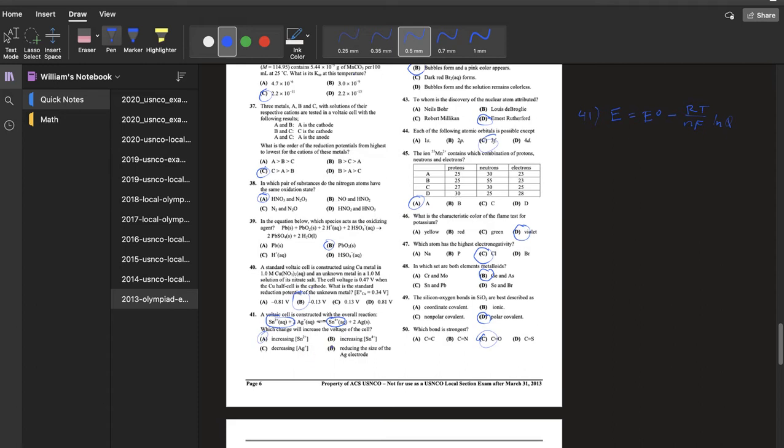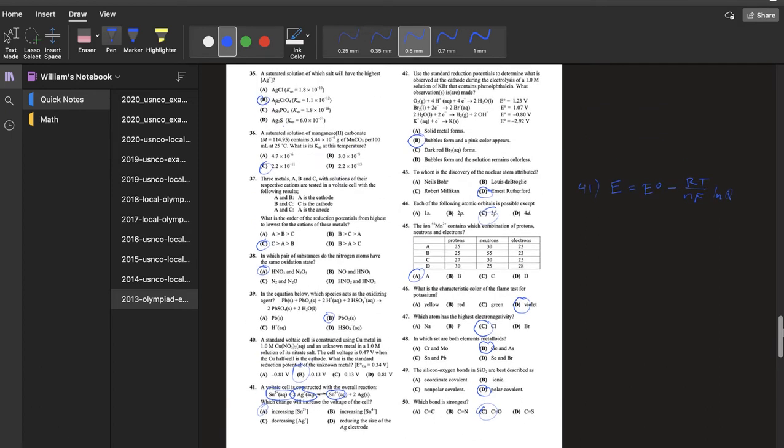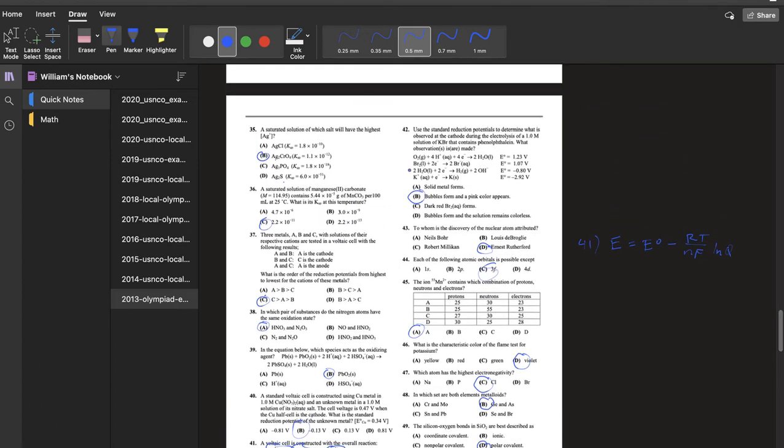B is literally the opposite of what we want to do. Oh, sorry, this is aqueous 2. So we want to increase the 2 on the left while decreasing the 1 on the right. C, opposite of what we want to do. D has nothing to do with our goals at all, so that's why the answer would be A. Number 42.